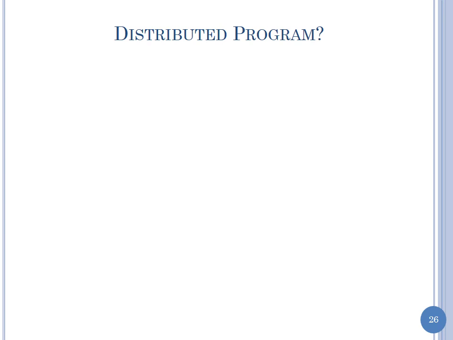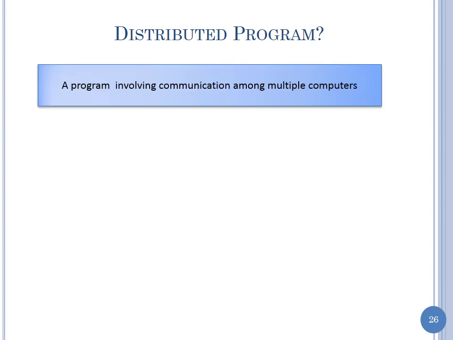And let's just try to define a distributed program. We can argue that a distributed program involves communication among multiple computers, right? That seems like a nice intuitive definition. I'm going to argue that a program can be distributed even if it doesn't execute on multiple computers. Anybody want to provide a justification for my argument that I can claim a program is distributed even if I don't run it on multiple computers?